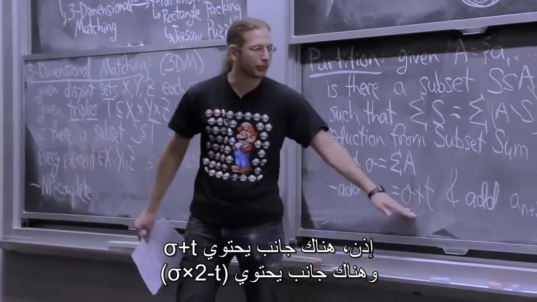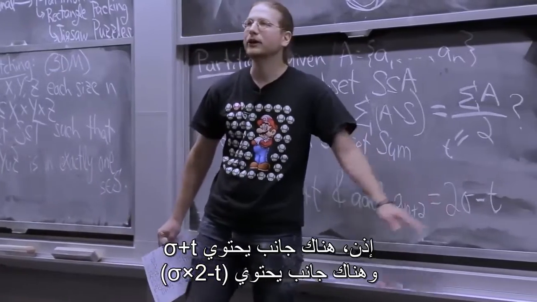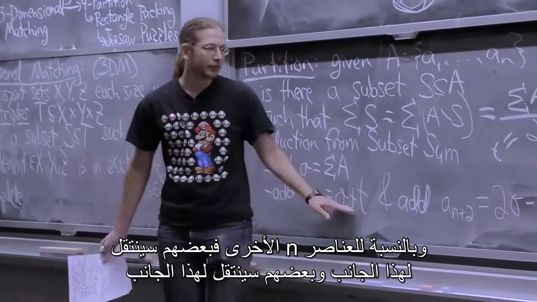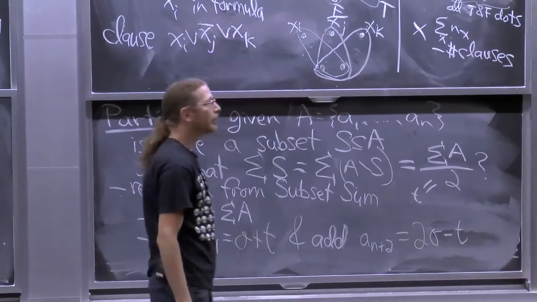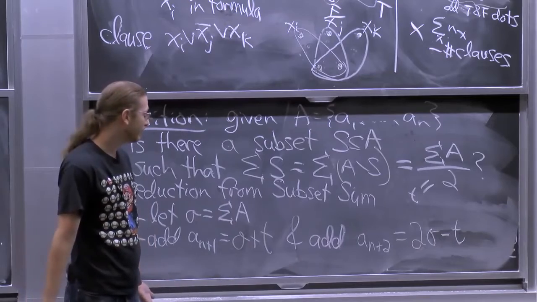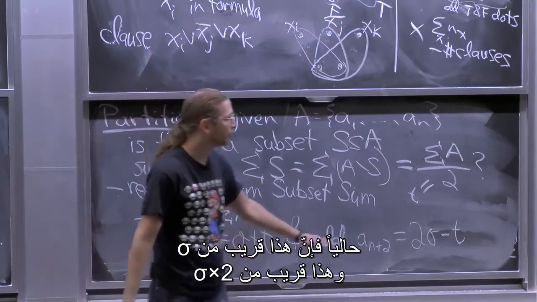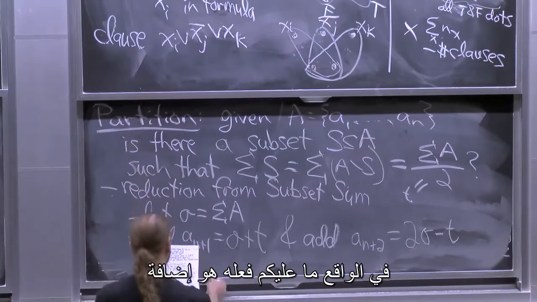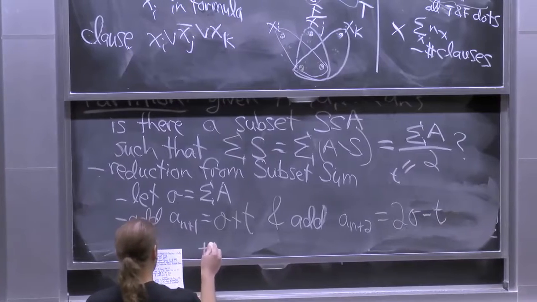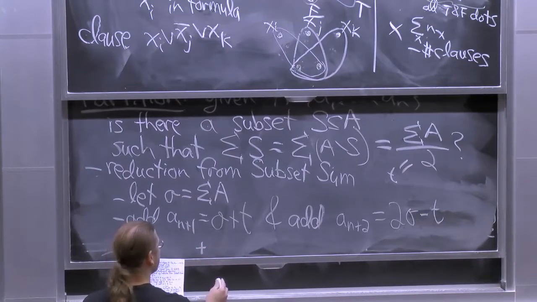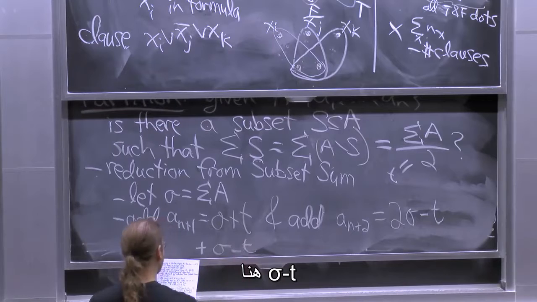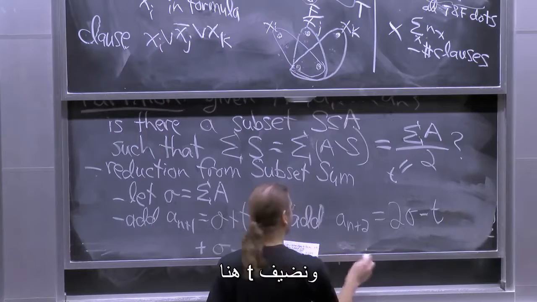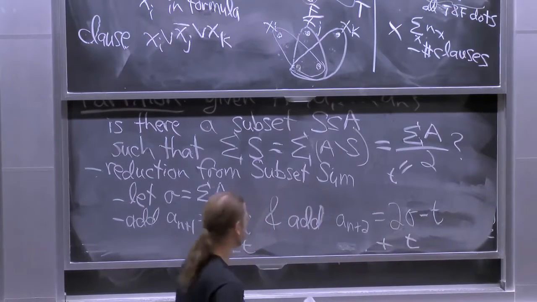So there's the side that has sigma plus t. There's the side that has 2 sigma minus t. And then there's all the other n items, and some of them are going to go to this side, some of them are going to go to this side. Their total value is sigma. Right now, this is close to sigma. This is close to 2 sigma, so they have to kind of meet in the middle. In fact, what you'll have to do is add sigma minus t over here and add t over here. Okay, think about it for a second.